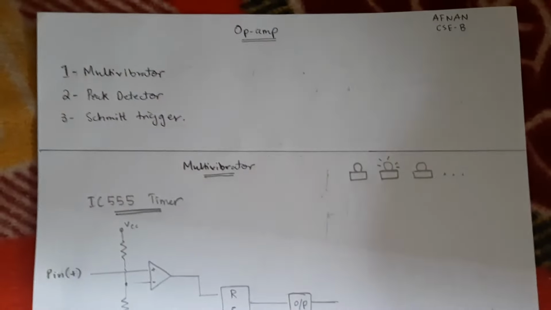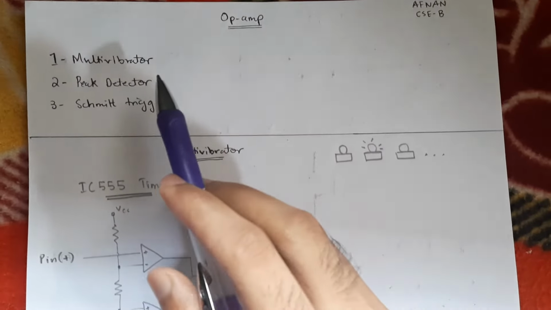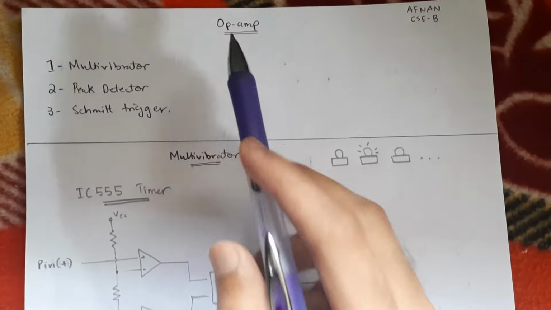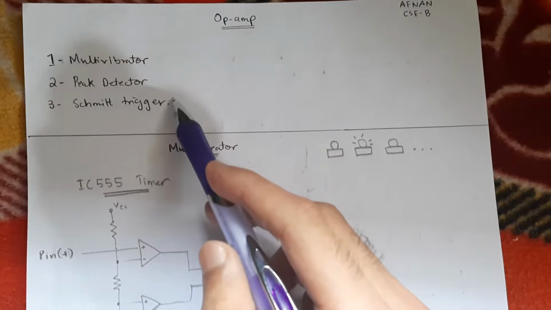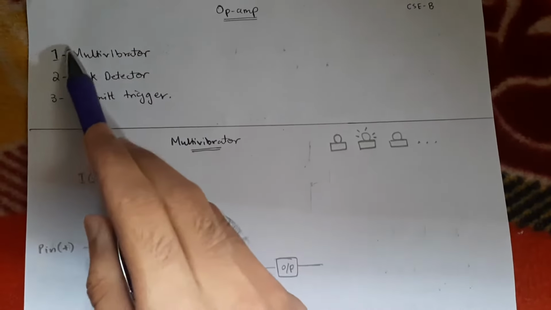Now the second thing in our syllabus is op-amp, and op-amp has 3 categories: multivibrator, peak detector and Schmitt trigger. Op-amp is the second one. The first one was BJT, it's over, and this is op-amp. It has a numerical and theory part, but here I'll be discussing just the theory part. Let's get started with the first one, multivibrator.